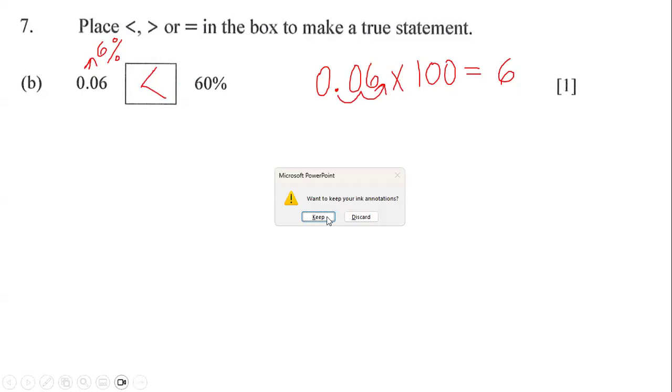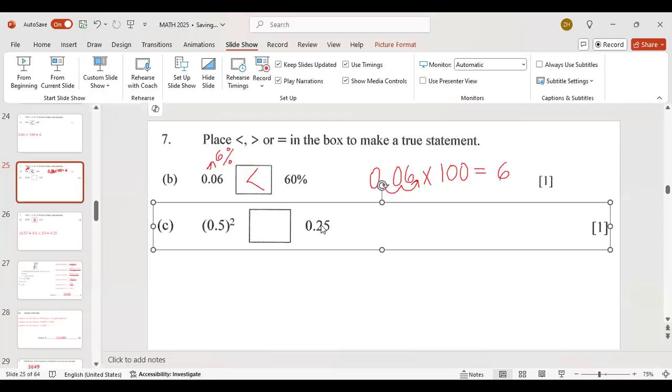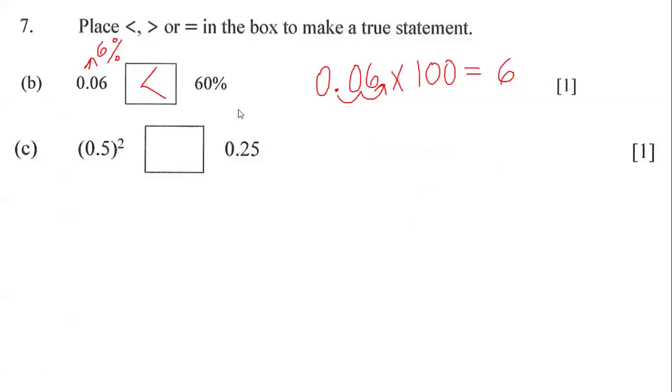Next, let's go ahead and do another one. Let's call this one C. Okay, so if we have this one, which says 0.5, if we have this one, are they greater than, equal to, less than? What is this?